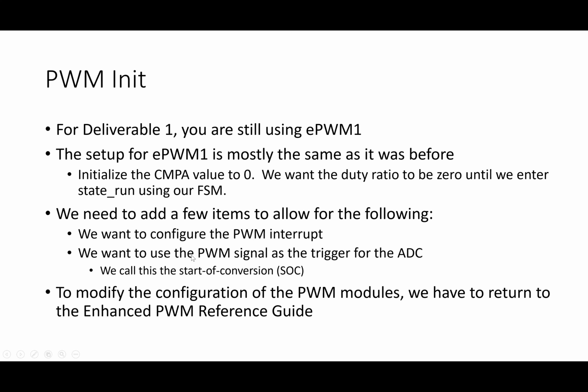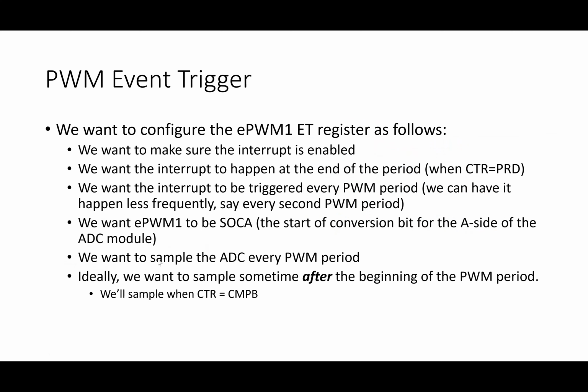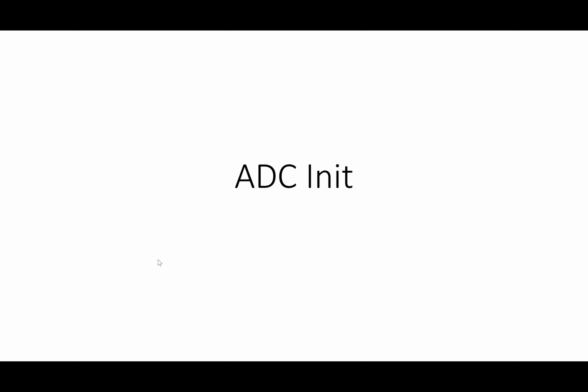And for part 2, or what I've been calling step 2 of deliverable 1, I will need to use the PWM signal as the trigger for the ADC. If you remember, the ADCs have a start of conversion signal that tells the conversion to start, in other words, to start the sampling process. The ePWM1 signal is going to be the trigger for that. So I have 2 elements of additional setup that I need to include, and how to do that is described in this section of the notes.